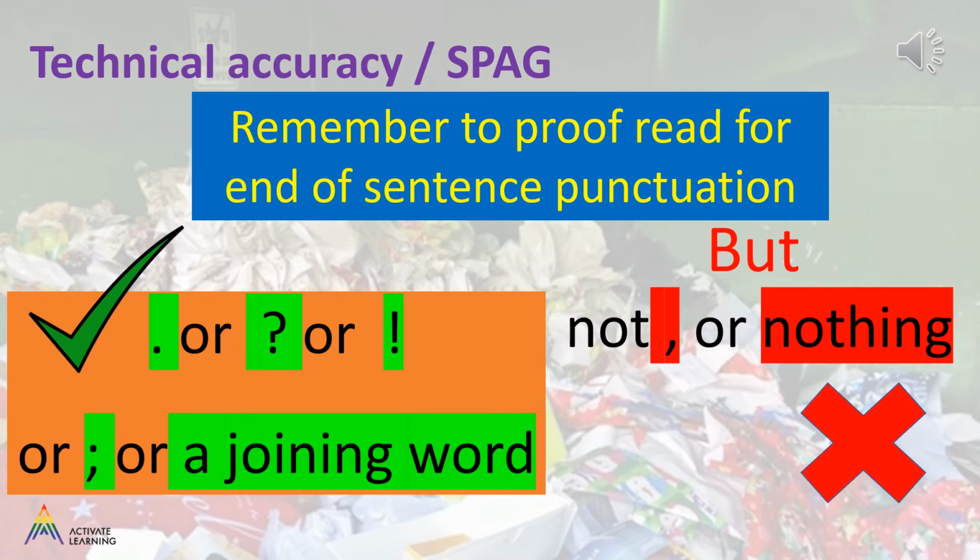This is probably one of the most important parts of spelling, punctuation and grammar: sentence punctuation. You must punctuate your sentences properly. Please use a full stop, a question mark, an exclamation mark, a semicolon or a joining word between your sentences. Don't use a comma or nothing.